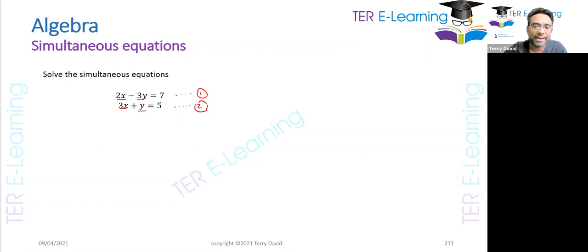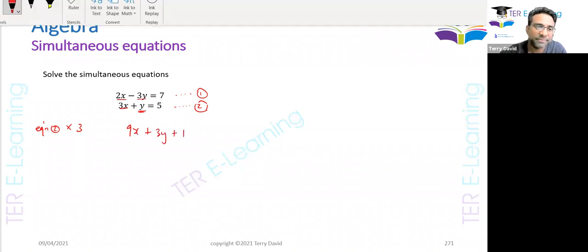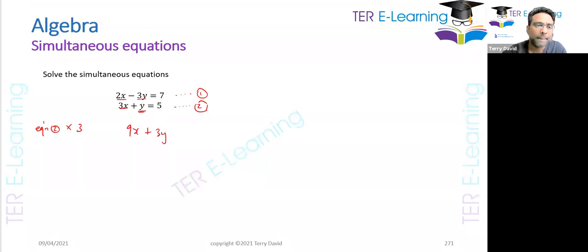In order to eliminate y, I need to make this y a 3y, right? So I'm going to take my second equation. So equation 2, I'm going to multiply that by 3, right? So when I do that, it's going to be 3 3s are 9x plus 3y equal to 15, right? And like in the previous question, we're going to relabel this, and this is going to be called equation 3, right? So I've taken my second equation and multiplied it by 3.